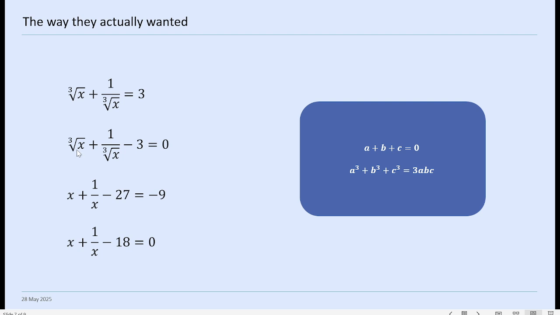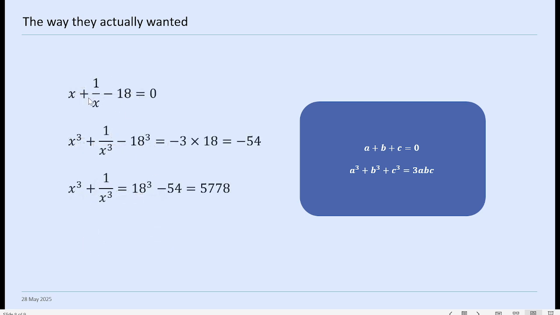So cube root of x is a, 1 over cube root of x is b, minus 3 is c. So you cube this, you get x. I mean, it all comes out so nicely. Cube this, you get 1 over x. Cube minus 3, you get minus 27. Then you've got 3abc, which is 3 times 1 times minus 3. These two are going to cancel to 1. So it's 3 times minus 3, which is minus 9. So x plus 1 over x minus 27 is minus 9. That means x plus 1 over x is 18.